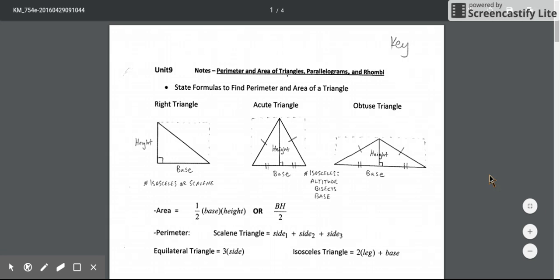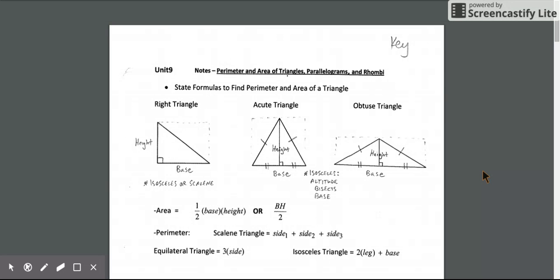In this video, we're going to be talking about how to find perimeter and area of three different shapes: triangles, parallelograms, and rhombi. The reason why we're doing all three shapes is because they're very much related. Let's try and think about that as we're moving through the notes here.